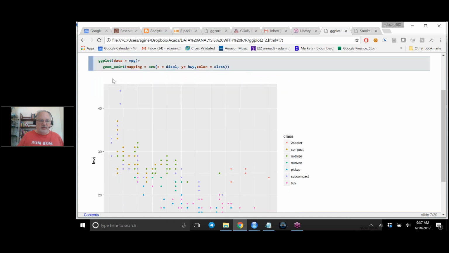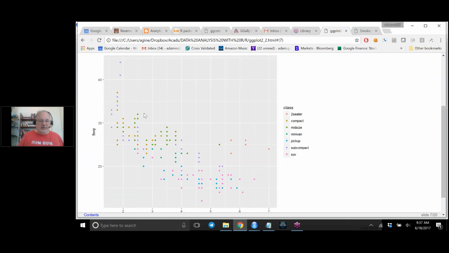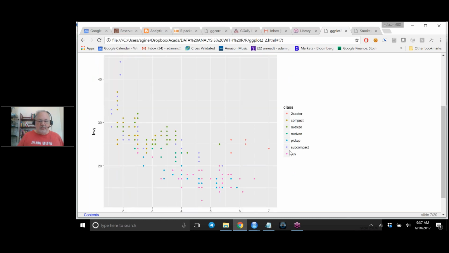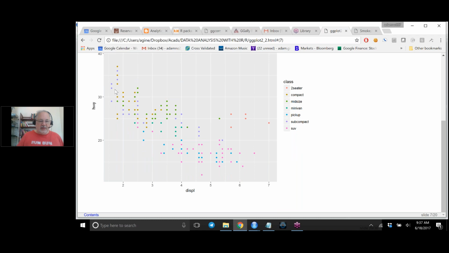This is a data set called MPG, which is about the miles per gallon of different classes of cars. And you can see here I said color equals class. There's different classes of car, and you see them on the side. And what Ggplot has done very nicely and very simply is it's colored every class with a different color. So looking at this, you can see as the displacement, the size of the engine gets bigger, the miles per gallon goes down, except for this group over here.